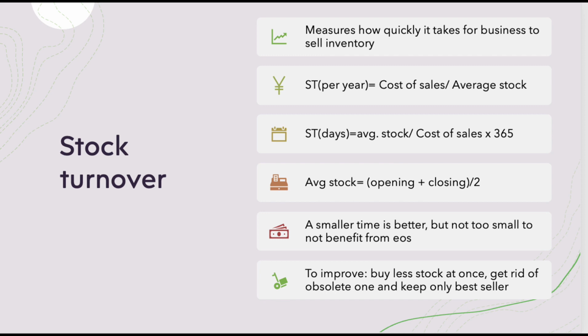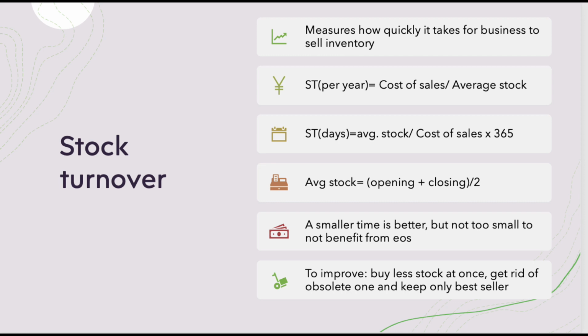This is a ratio that measures how quickly it takes a business to sell its inventory. This is done through 2 formulas, which is either how many times per year a business has to do so, or how many days it takes them to do so. The times per year equation is cost of sales divided by average stock, whereas the number of days equation is the inverse of that. However, you should times that by 365. Also, average stock in this is obviously opening plus closing divided by 2.